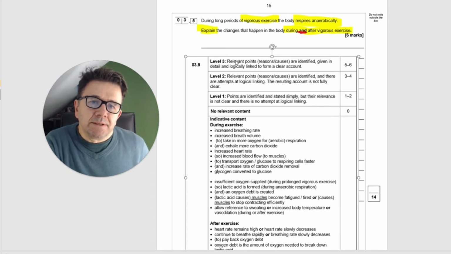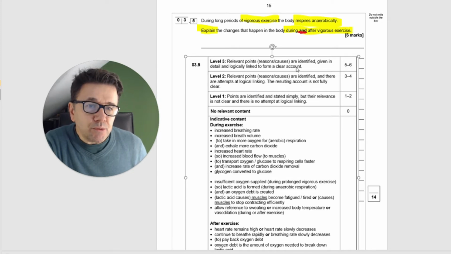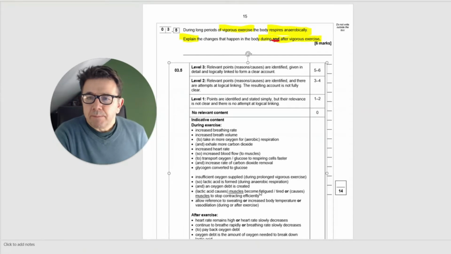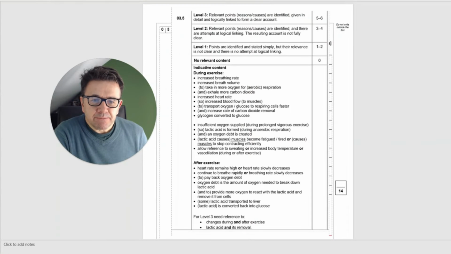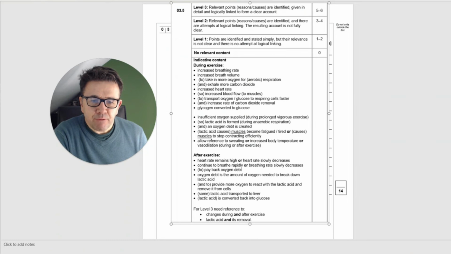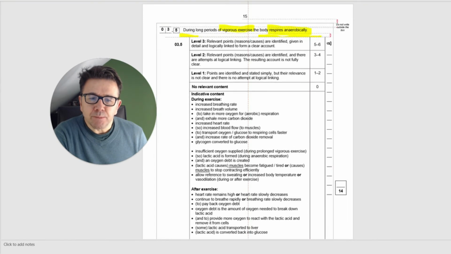Before I talk about the answer, notice how it's marked by the examiner. Level 1: points are stated simply but their relevance isn't clear. Level 2, for marks 3 to 4: they identify and attempt to link points, but the resulting account is not fully clear, so you've got to write in sentences. Level 3: the relevant points are identified, given in detail and logically linked to form a clear account. I'm also going to point out the bottom of the mark scheme. For level 3 you need to reference changes during and after exercise, but also talk about lactic acid and its removal.